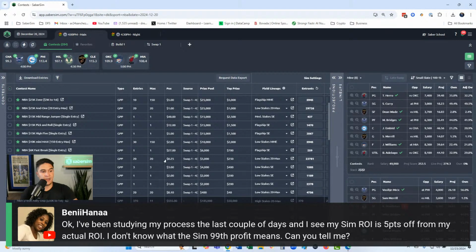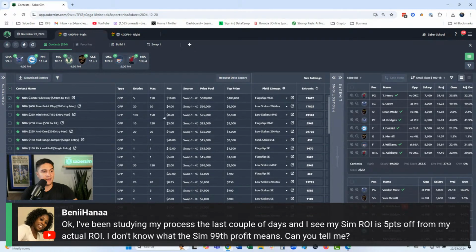I got quarter jig boxes in here. I got 50-cent mini maxes. I got $27 single entries, $40 single entries, balancing it out, taking a few shots at the big one, and trying to find a nice balance here. But let's go look at the mini max.